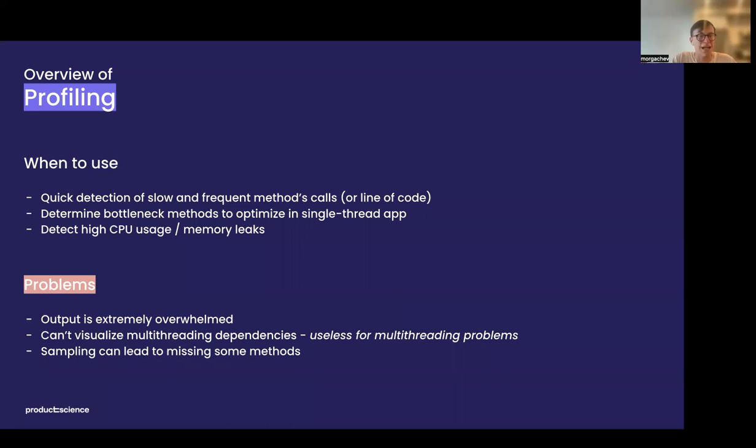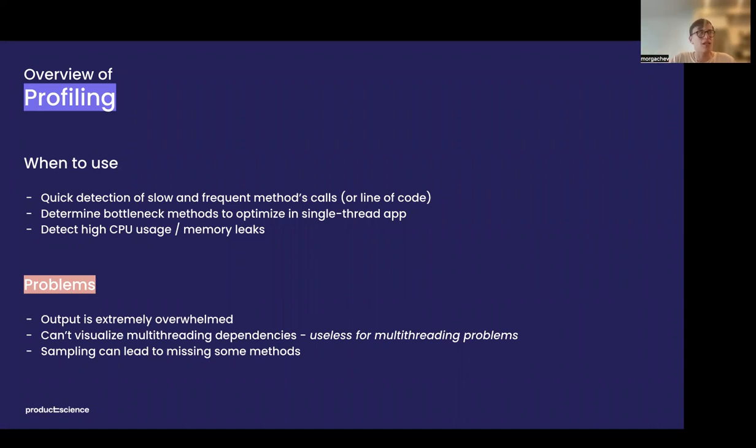That output is extremely overwhelming. You actually have all methods which such profilers see on the stack. Call counts and statistics are collected for everything. Also, such a tool cannot visualize multi-threading dependencies at all. So data can be collected for all threads, but then it's just statistics of execution without any time axis.